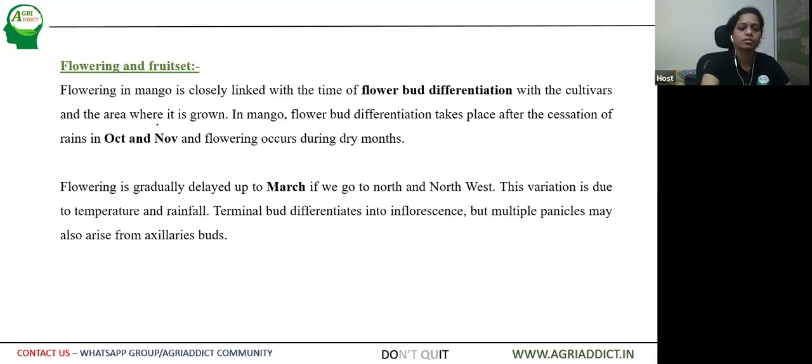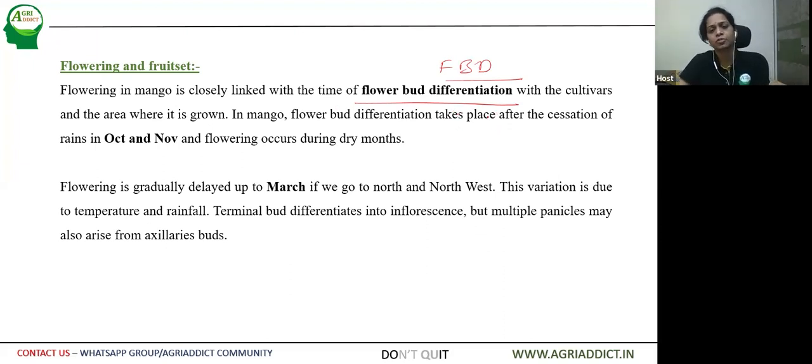Then if you look into flowering and fruit set, flowering in mango is closely linked with the time of flower bud differentiation. This flower bud differentiation is very important for the growth of the inflorescence, or panicle, which is put forth only after this differentiation process. It differs with the cultivars and the area in which the crop is grown.